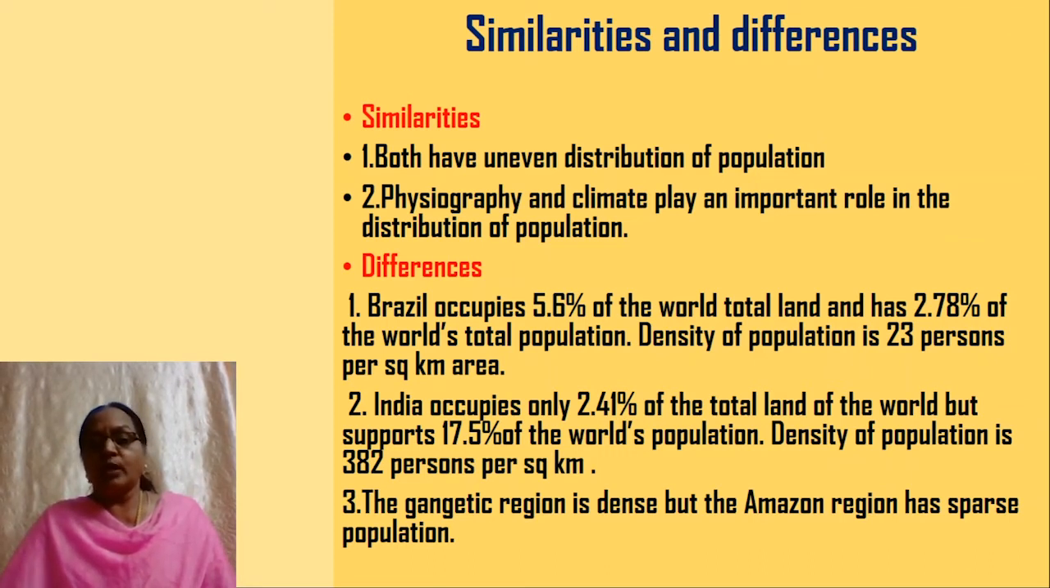Let's come over to India. India occupies only 2.41% of the total land area of the world, but supports 17.5% of the world's population. And when it comes to density, it is 382 persons per square kilometer.